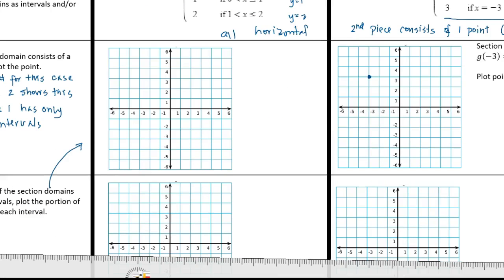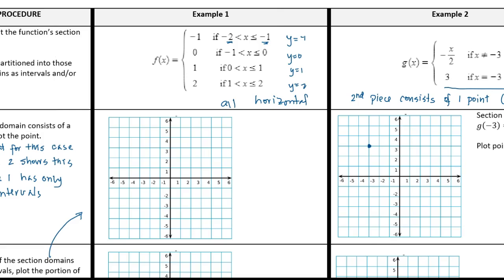For each piece of the function, plot the endpoints of the interval. For piece 1, the y-coordinate of the endpoint -2 is -1. The y-coordinate of the endpoint -1 is also -1. So we have these 2 points, one open, one closed. We connect them with a line.